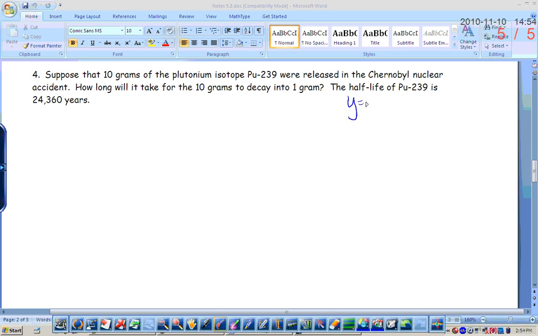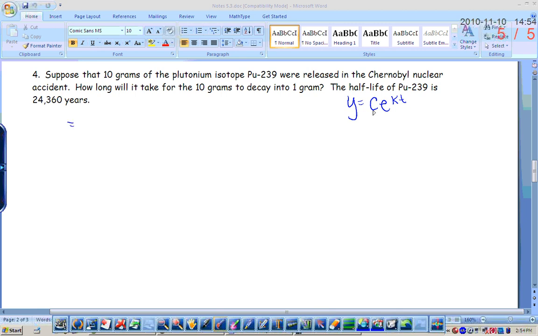All right, so our formula is y equals c e to the kt. Unless they specifically tell you what the constant of proportionality is, k is the first thing that you're going to have to find. So we're going to use this half-life part. We know that the half-life is 24,360 years.